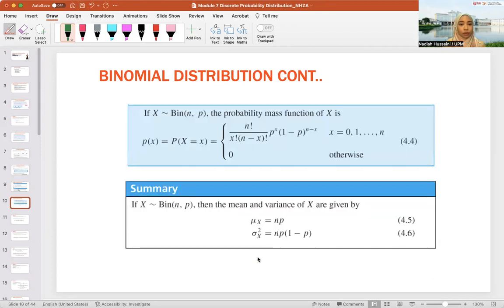Okay, so if X is a binomial distribution with n trials and probability p, the probability mass function of X is given by this equation, which is the same as our combination equation. So sometimes they abbreviate this as n choose x. So it becomes like this: 1 minus p.